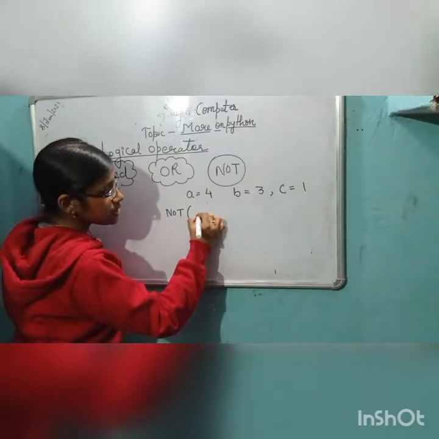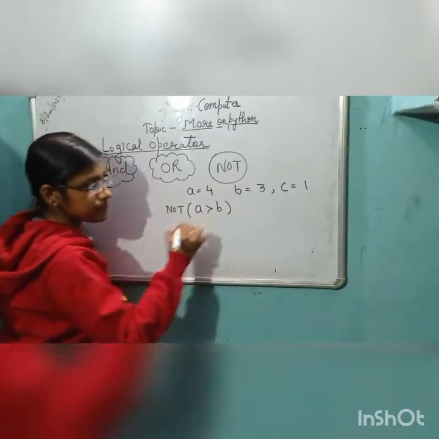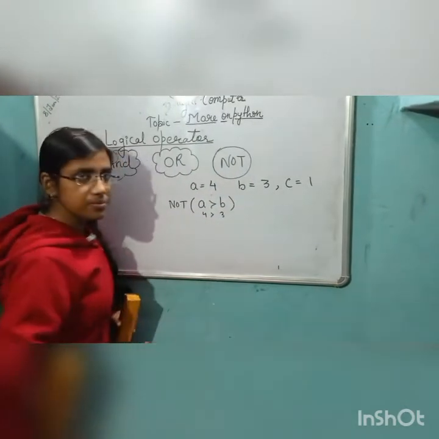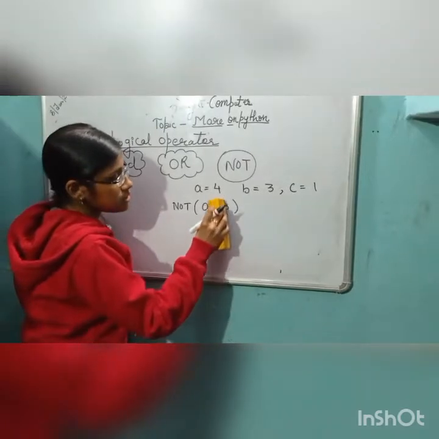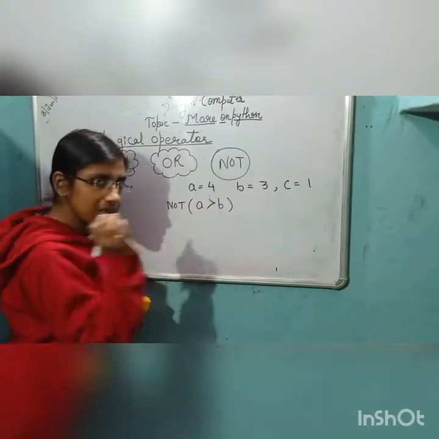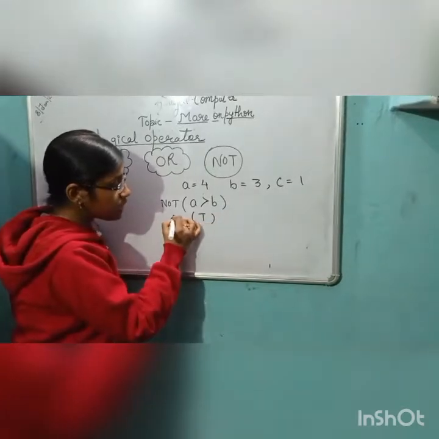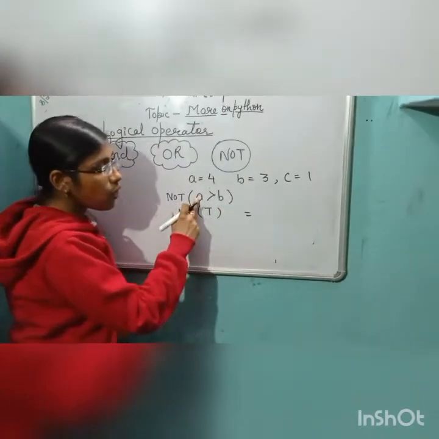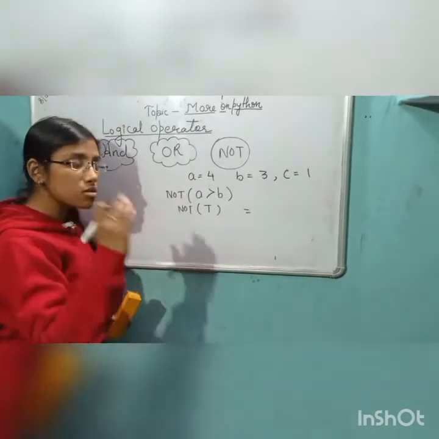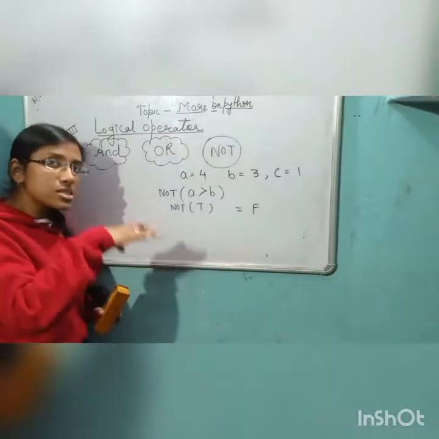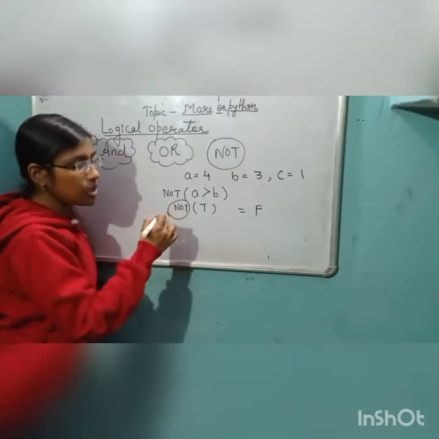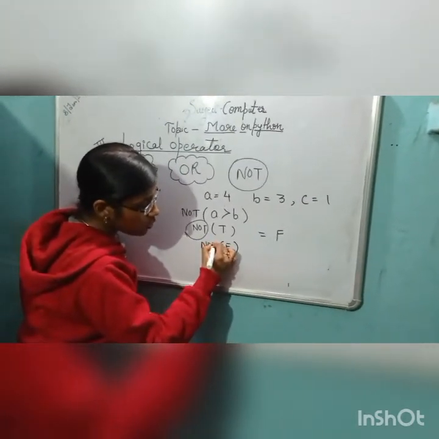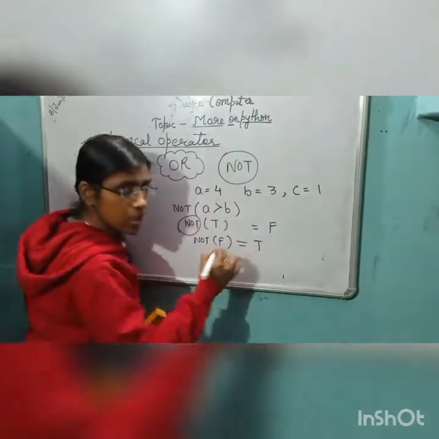Suppose I write NOT A greater than B. So tell me, 4 greater than 3 is true. But what will be the output? NOT true. It means 4 greater than B is true, so it will say false. It will reverse the output. Because of the NOT operator, the output is being reversed. If the output comes false, what will it do? NOT false means true. This way.